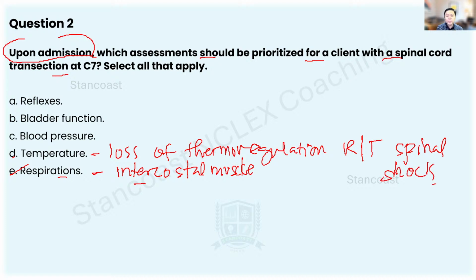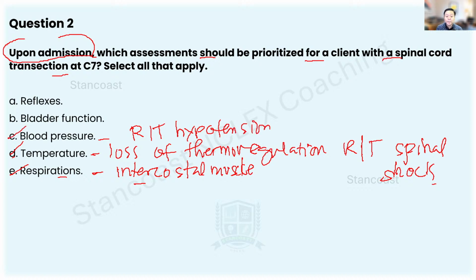What about the blood pressure? Is the blood pressure going to be a priority assessment, you think? Blood pressure, which is letter C. Of course, it is going to be necessary, as we are going to anticipate spinal shock because of the severe hypotension. Related to hypotension, you need to have that baseline assessment as well.